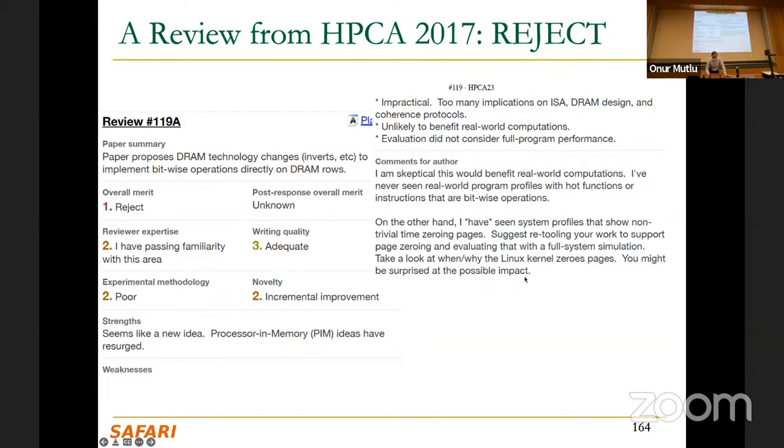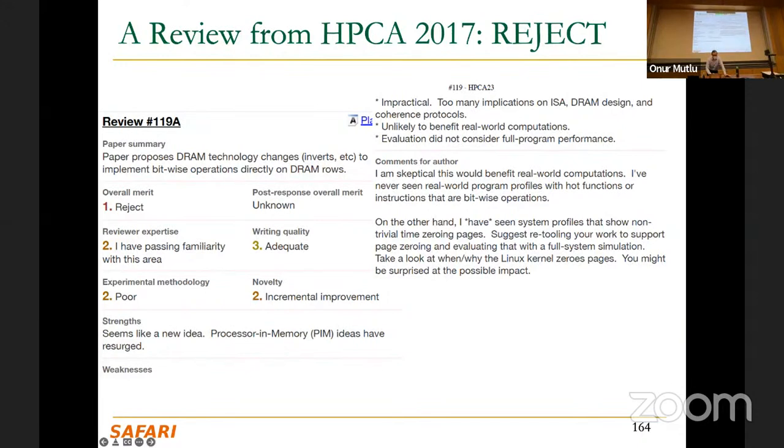Okay, let's take a look at this one. This is very, very funny, actually. You can see that this is a very strong reject, right? Okay, seems like a new idea. It's a bit sloppy. PIM ideas have resurged. You can see from the writing that this is quite sloppy, right? And is this person an expert? I don't remember. Passing familiarity, okay.